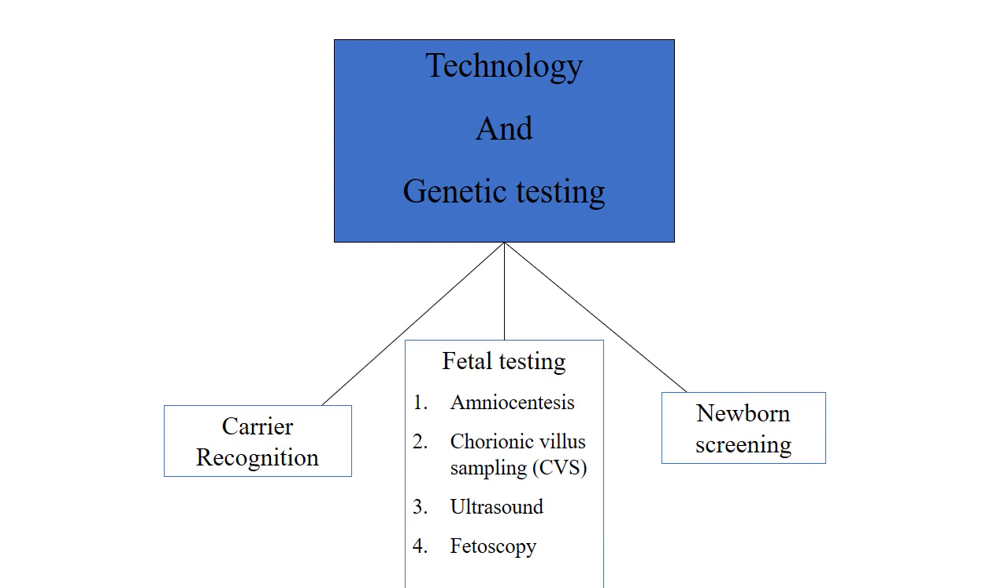So a couple of things about technology and genetic testing. With genetic testing, we can see carrier recognition. We can see if we carry certain genes or not. We can do newborn screening, which allows us to look for things like Tay-Sachs or anemia and other things. And then fetal testing. So this is amniocentesis, chorionic villus sampling, ultrasounds, and fetoscopy. These are all different types of genetic testing that we can use.